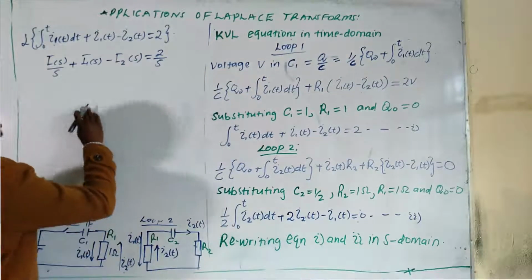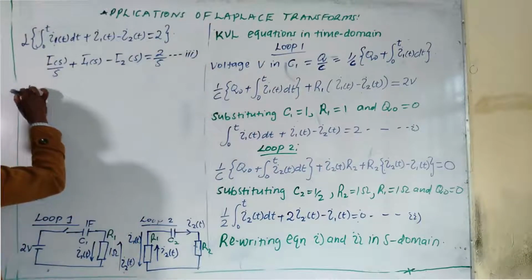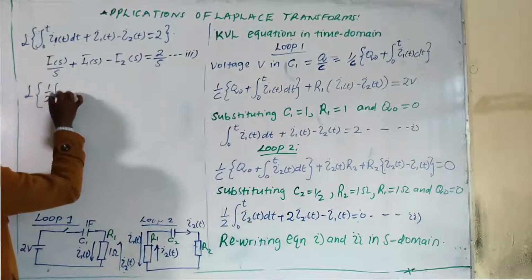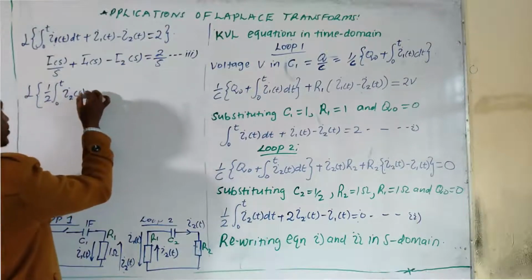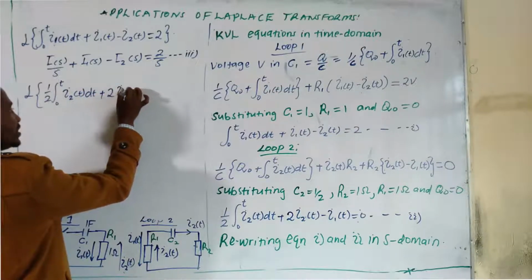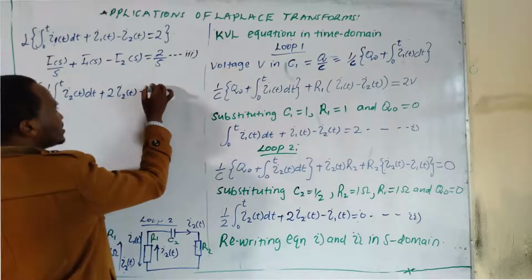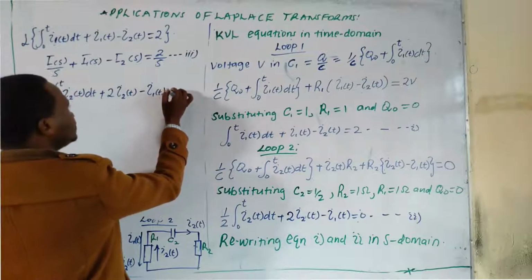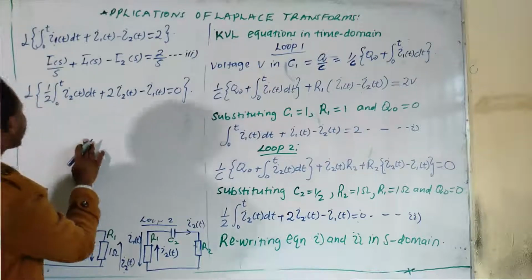Let us take the second equation. Maybe you can call this one equation 3. Laplace transform of this one, I have integral from 0 to t of I2 of t with respect to t plus 2 I2 of t. Notice I've always been saying it's time domain, minus I1 of t is equal to 0. Now we will change from the time domain to frequency domain.